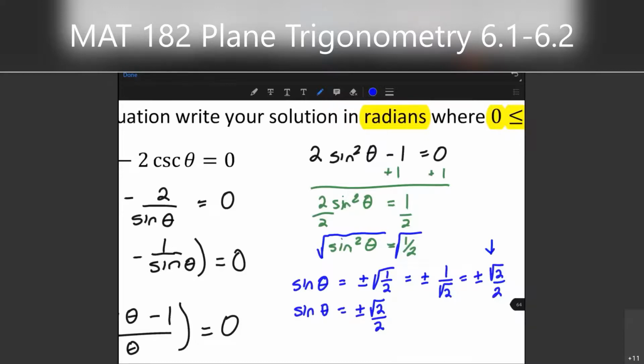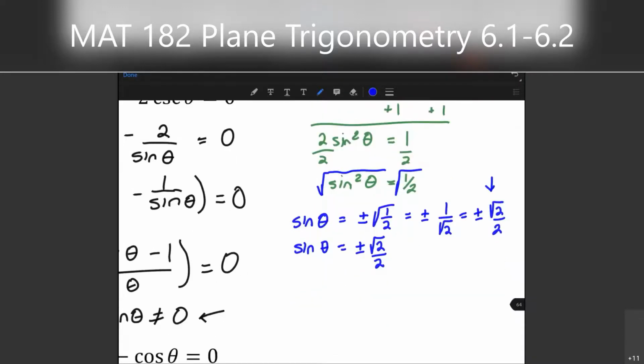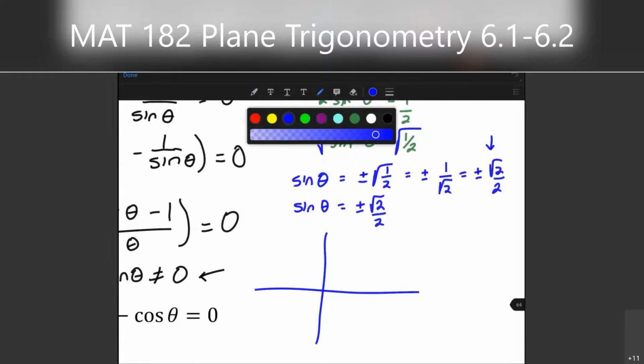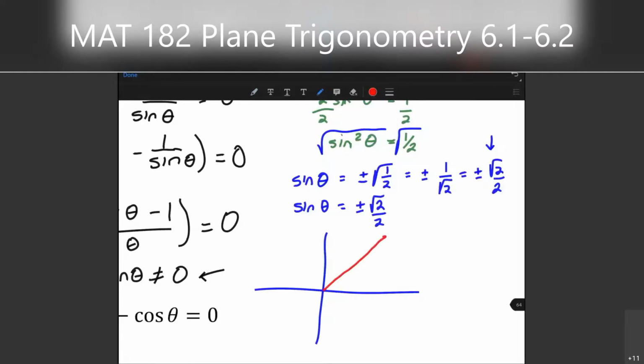Well, let's consider maybe just the positive version of that root. If I were to determine where the sine is equal to positive root 2 over 2, what angle would I be given there? Where would my sine be equal to square root 2 over 2? Yep, pi over 4. Excellent. So that would be a 45-degree angle, or pi over 4. Get a pi over 4 angle.